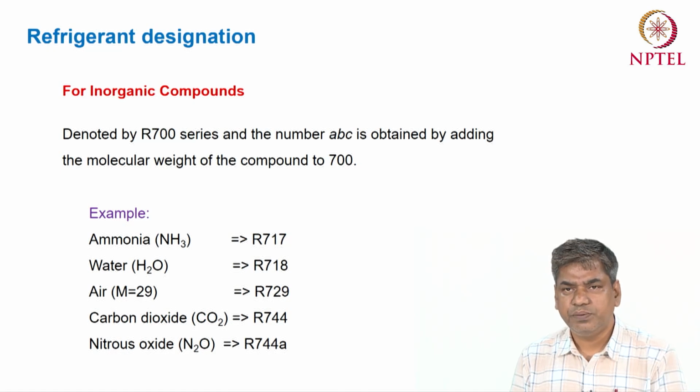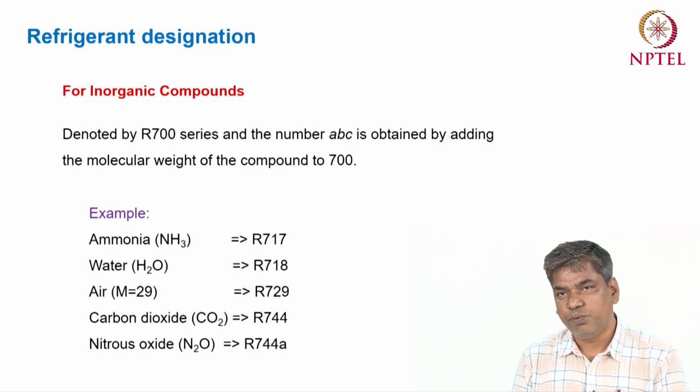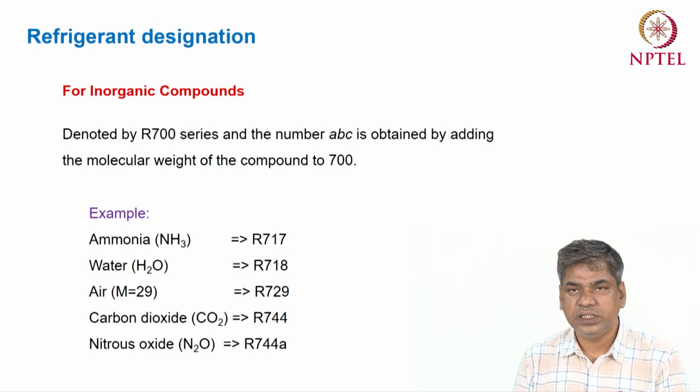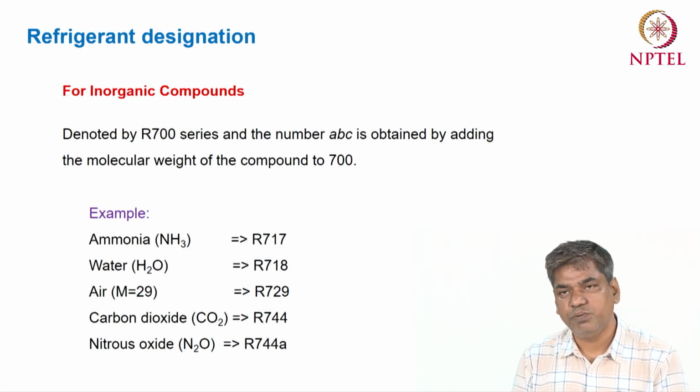Surprisingly, nitrous oxide also has molecular weight 44: nitrogen is 14, so 14 into 2 is 28, and 28 plus 16 is again 44. So you will see that carbon dioxide and nitrous oxide both have the same molecular weight, although they are not isomers. So in the case of carbon dioxide we will use simply R744, and for nitrous oxide we will use R744A.